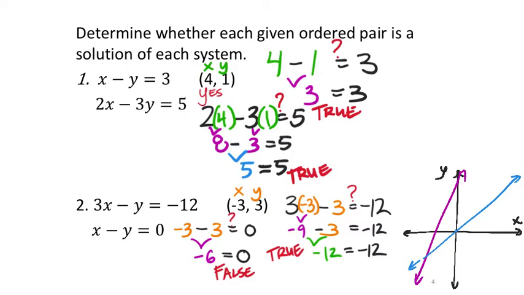Okay, but -3, 3 looks like it'd be somewhere in this area. So you see how it's on the purple line but not on the blue one? So that's why it makes it true for the first equation but not the second one. And again, that's why it's not a solution. The solution would be, if I did this right anyways, somewhere down here.